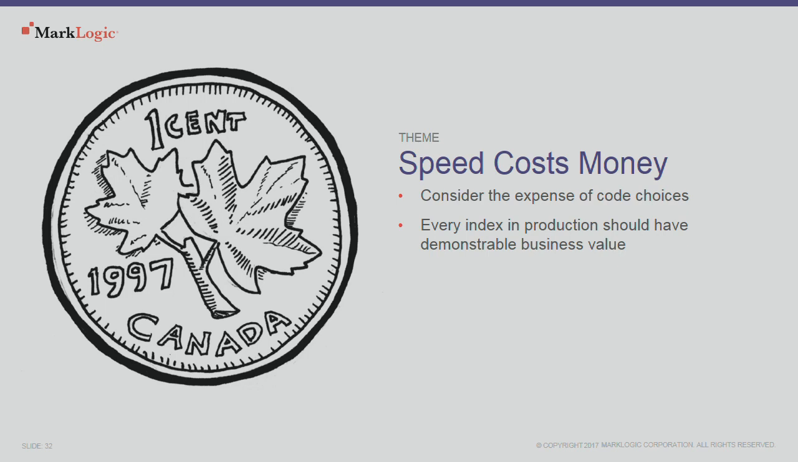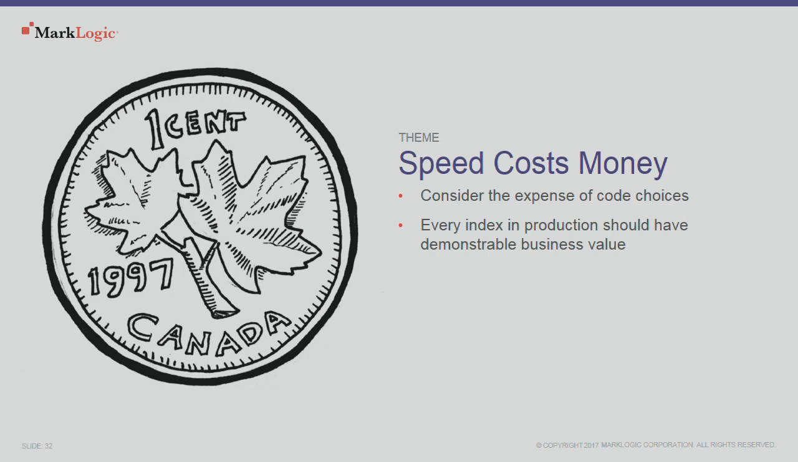The other thing, we always want as much speed as possible, but keep in mind speed always costs money. Whatever resources you're using, whatever code choices you're making, there is a cost. And think about those costs as you're developing, for the developers in the room. Think about those costs as you're working with developers, the DBAs in the room.